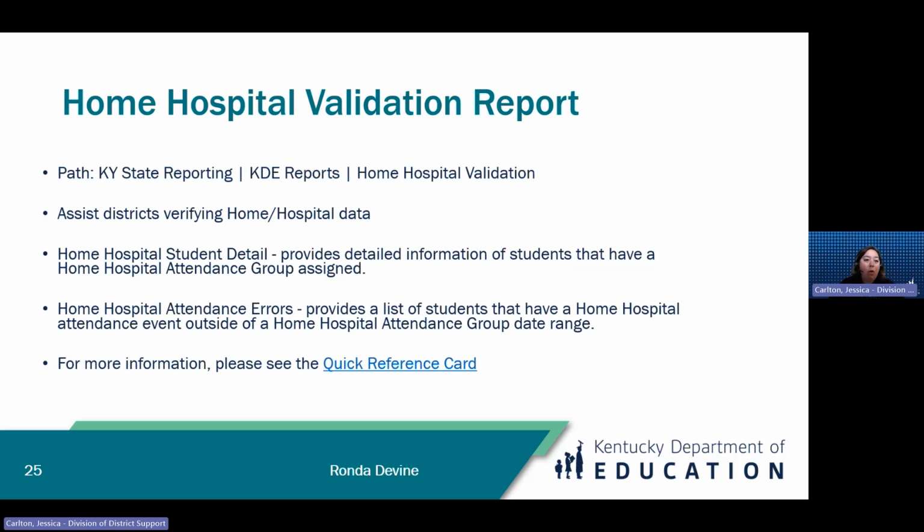It will detail all the information that you have to have for a home hospital student to make sure you're receiving your funding, make sure that your attendance group and your attendance code are both on the student. It'll make sure that you have the proper number of days. Statute until this year said, and still says, the student needs to be on home hospital for over 5 days before home hospital services can be provided.